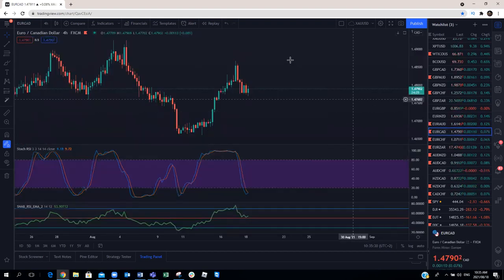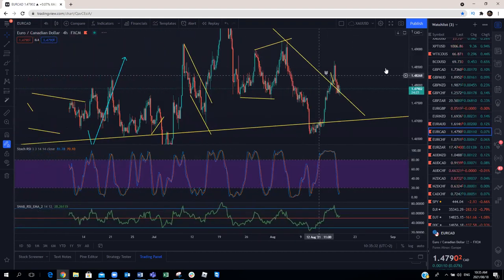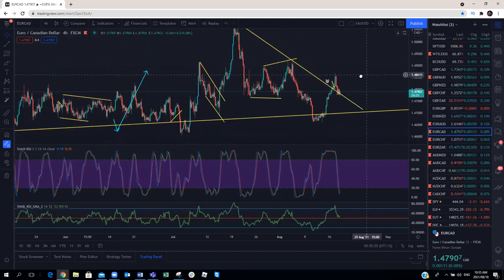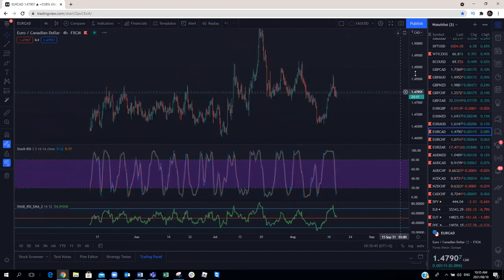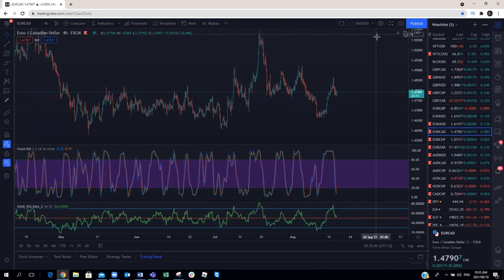EuroCAD. We looked for this to push to the upside, give us a correction and more upside. So that may not materialize. Let's have a look here at this scenario. So we pushed to the upside, we expected a correction. We were right at the top here. Okay, we're right at the top, right at the top, right at the top.